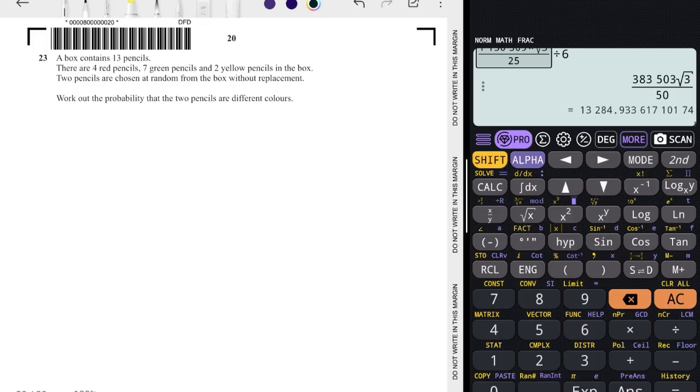Question number 23. A bag contains 13 pencils. There are 4 red pencils, 7 green pencils and 2 yellow pencils in a box. 2 pencils are chosen at random from the box without replacement. Work out the probability that the 2 pencils are different colors. So, very important question. To understand this question, we have to take help of a tree diagram. So let me draw it.